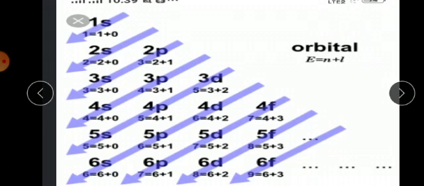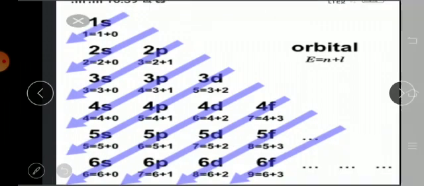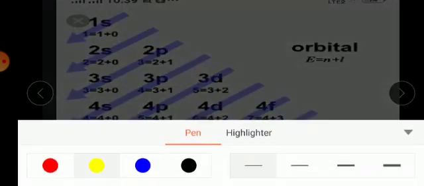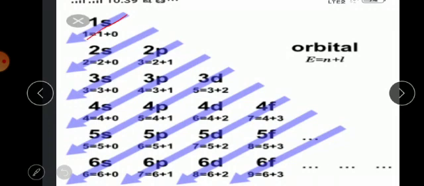Now, how are the electrons arranged in the 1s orbital, 2s orbital, as well as 2p, 3s, 3p? See here, 1s, then it goes to 2s, again it goes to 3s, 3p. This is known as the Aufbau principle. According to this, students, the electrons are arranged in this order.